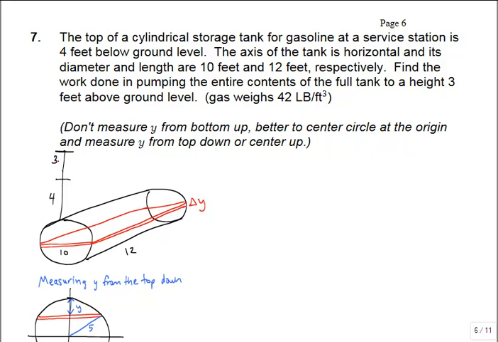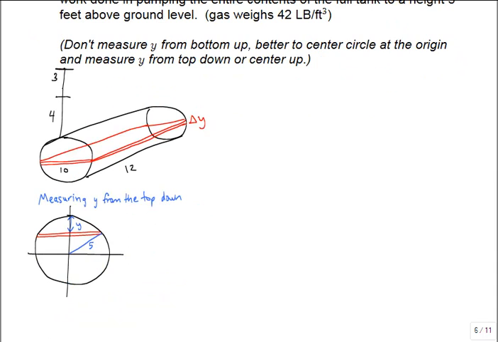So in this problem, since we're dealing with gas, we're going to have a different density. The density of gas is a little bit less than water. It's 42 pounds per cubic foot. And for these problems that we're going to talk about where you have a circular sort of shape as part of your cross section, these are a little bit trickier to do, and the trick is to not measure the y from the bottom up, which we've been doing in some of the previous problems, but instead we're going to center our circle at the origin and either measure y from the top of the circle down or from the center of the circle up.